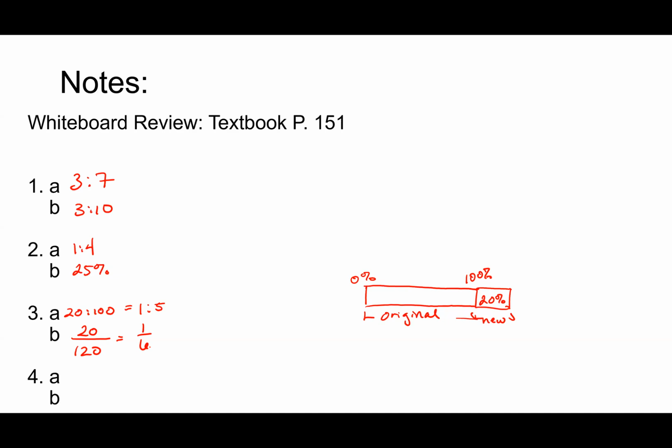All right, how about number 4? Stefan thinks of 3 numbers. The ratio of A to B is 2 to 3. The ratio of A to C is 4 to 5. Let me get these gone so we can have a little bit more room here.